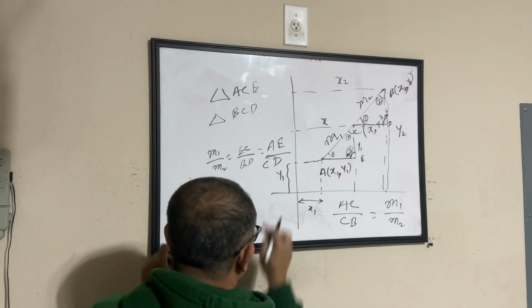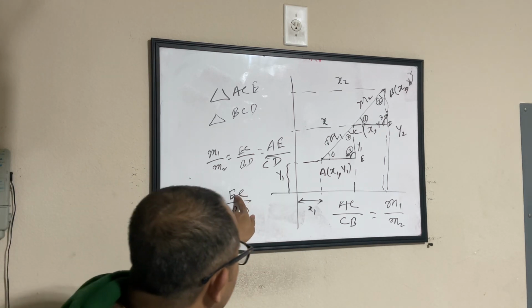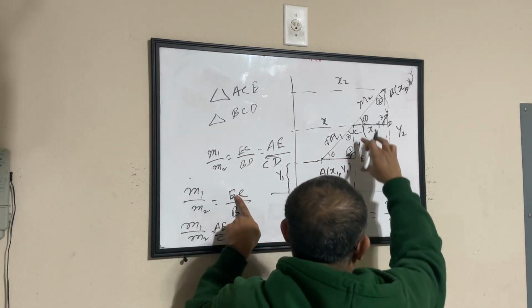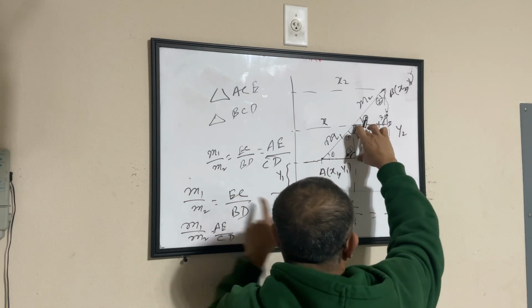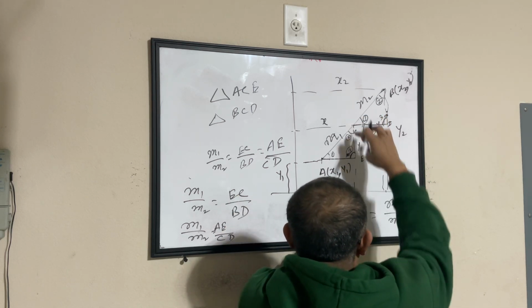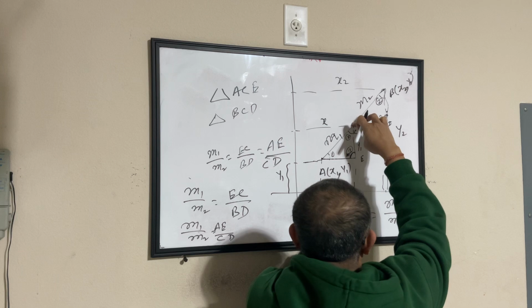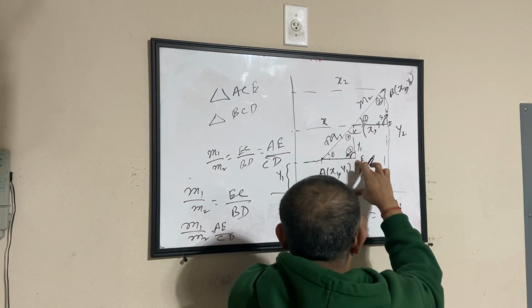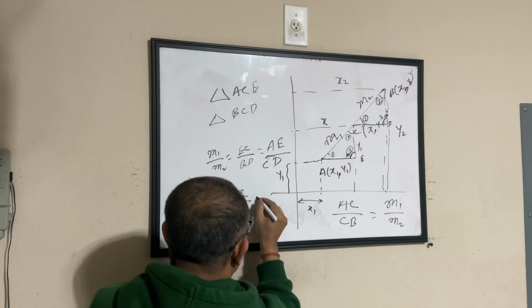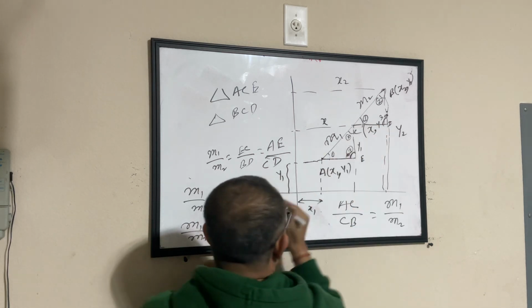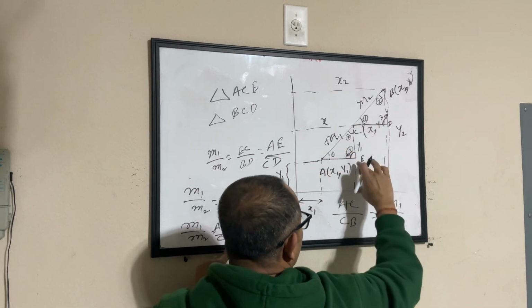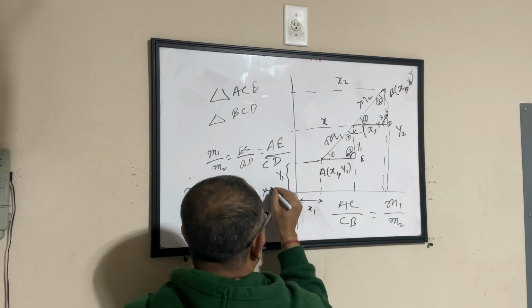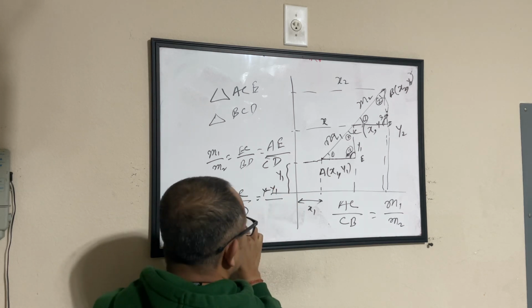By CD, sorry. Now EC is what? EC is this length. That will be equal to what? This whole length is x and this whole length is y. This is the y coordinate. So y minus y1. So this one, EC, will be y minus y1. Y minus y1.